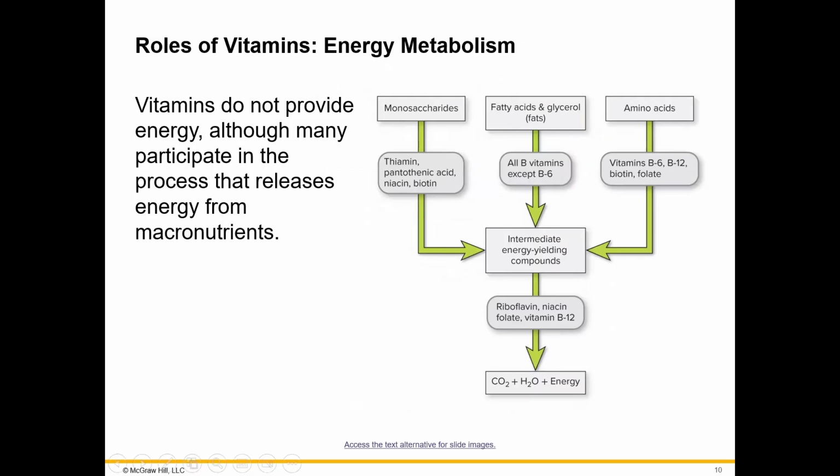This is an example also of how vitamins are used in metabolism. Okay, even though they do not provide energy, you see here how they help the body to use the macronutrients, carbs, fats, and proteins that we've been talking about. So they are part of overall metabolism and they are important in overall body function.